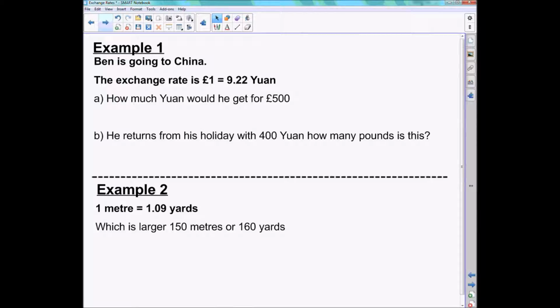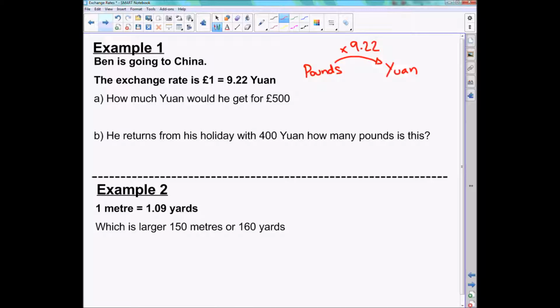Okay, so the way we're going to handle this sort of conversion question is we're going to write out how to change from the one unit, in this case currency, to the other and back again. So how are we going to do this? Well, first off, we write down pounds because that is the first unit of currency that we're changing into. Then we're going to write down yuan. And now we're going to draw an arrow to show that we're changing from pounds to yuan. And what we're going to do is times by the exchange rate, which is 9.22.